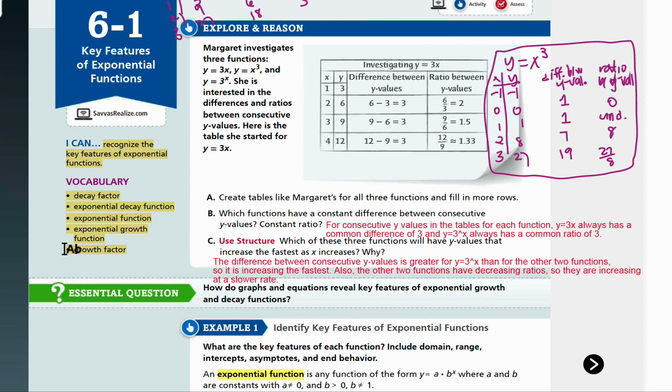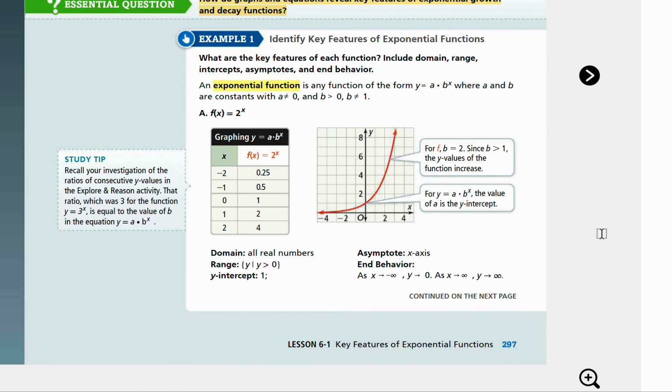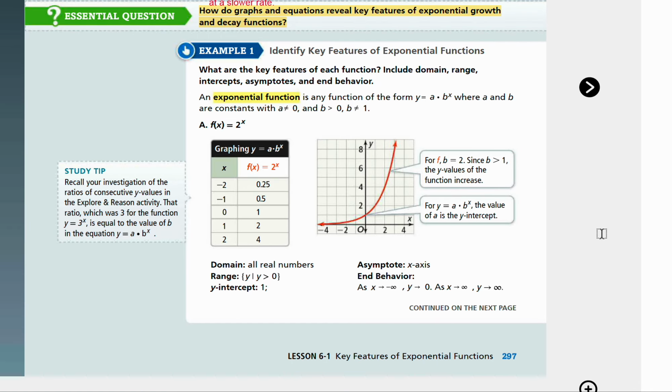All right, so this lesson is all about key features of exponential functions. And let's think about how the graphs and equations reveal key features of exponential growth and decay functions. So let's start with example 1. Identify key features of exponential functions. What are the key features of each function? Include domain, range, intercepts, asymptotes, and end behavior.